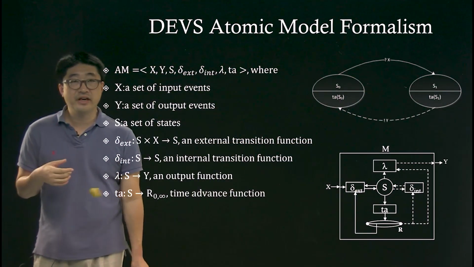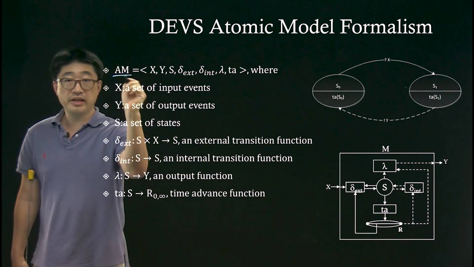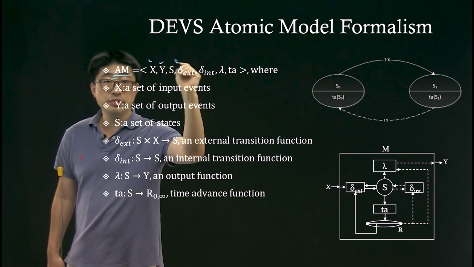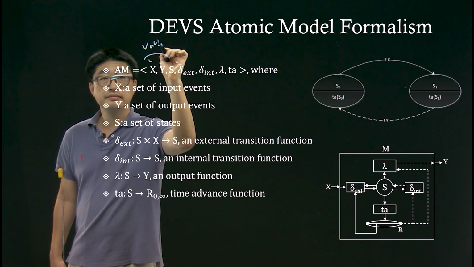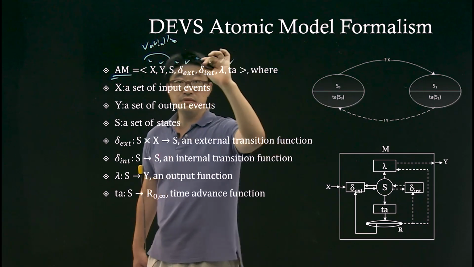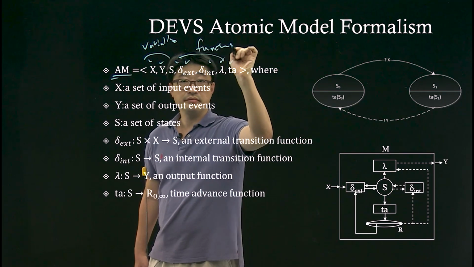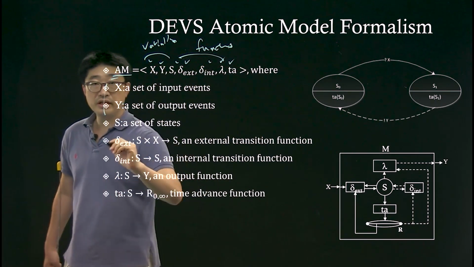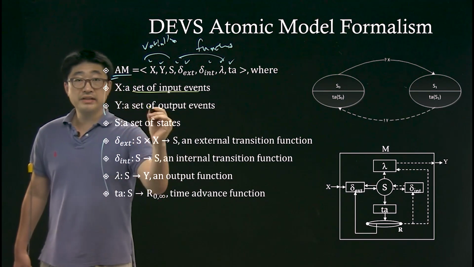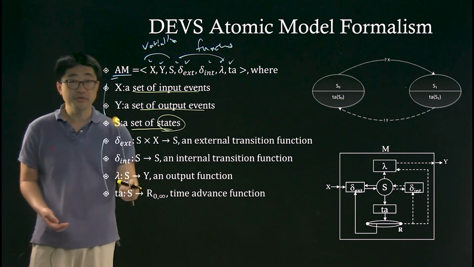So now let's define the DEVS atomic model's formal definition. We create the atomic model as AM, and it is made of three variables and four functions: delta external, delta internal, output function lambda, and time advance function. Very simple. X is a set of input events, Y is a set of output events, and S is a set of states.